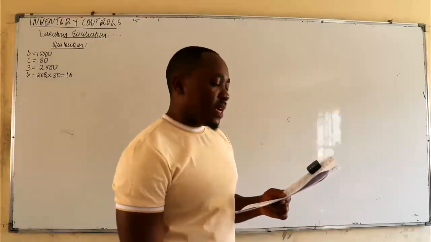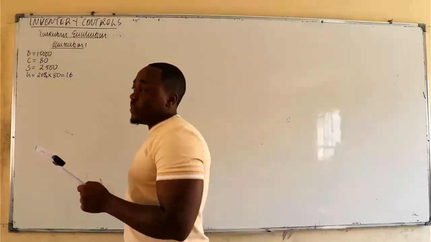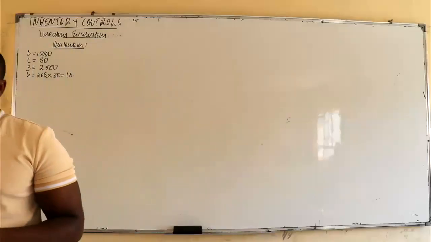The company works for 300 days in a year and has a lead time of 7 days. So that means whenever they make an order, it takes 7 days for it to be delivered.